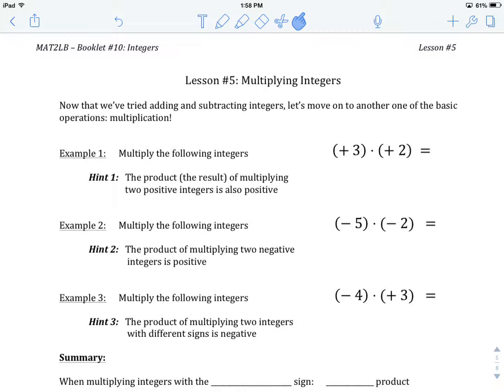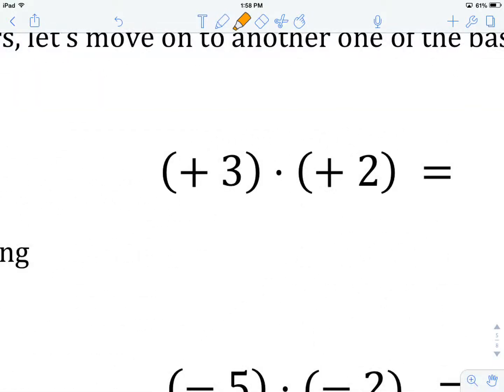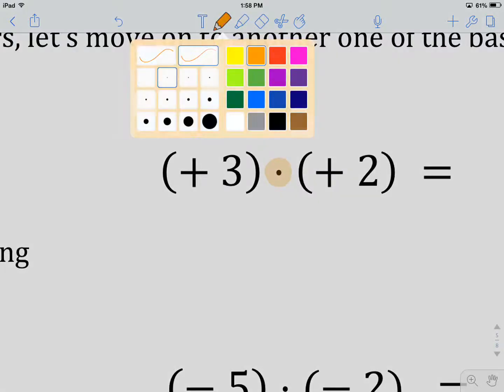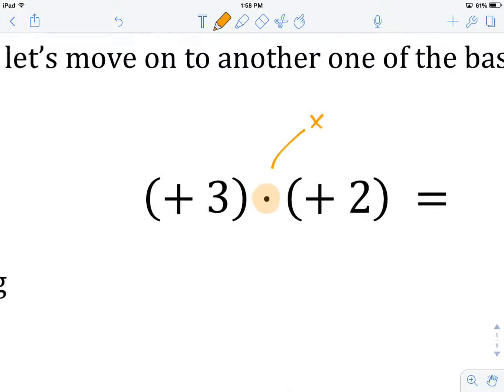Multiply the following integers, plus 3 times plus 2. Now you'll notice, I'm going to zoom in on this here. This is another way of saying multiplication. This little dot here, that's the same as saying multiply. It's just a different symbol for saying multiplication. The reason that we use it is because sometimes when we're starting to work with variables, which we're going to see in some upcoming units, x's and multiplies tend to look a lot alike. So this is a way for us to safely say we're asking you to multiply these two integers together. So we have a positive 3 times a positive 2.